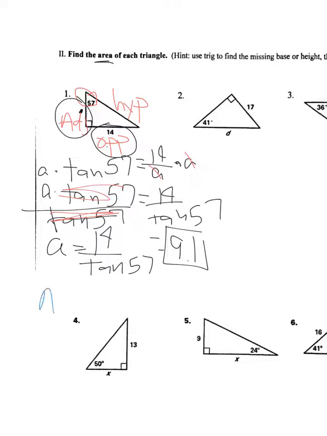So I'll switch over here so you understand. So area is 1/2 times the base, which is 14, now times the height, which is 9.1. So on your calculator, you can type that out real quick. 1/2 times 14 times 9.1, and that's 63.7. And that's all you have to do.